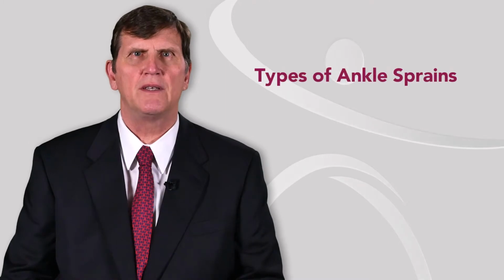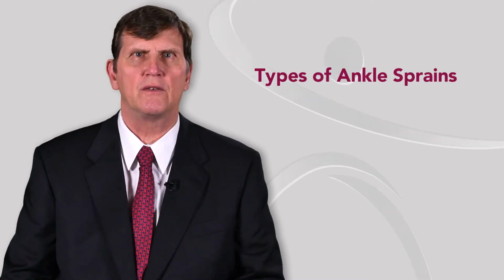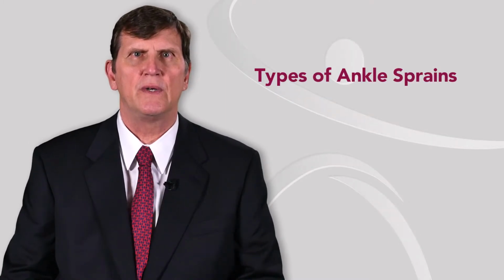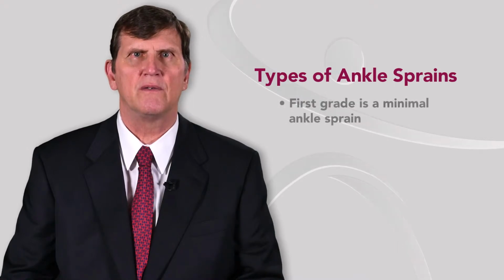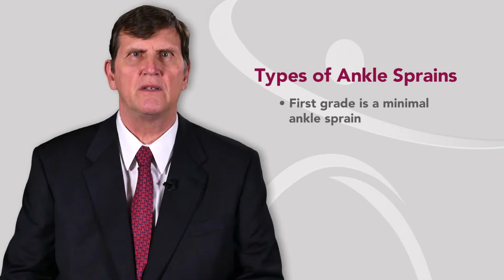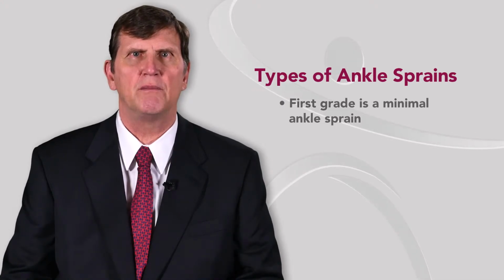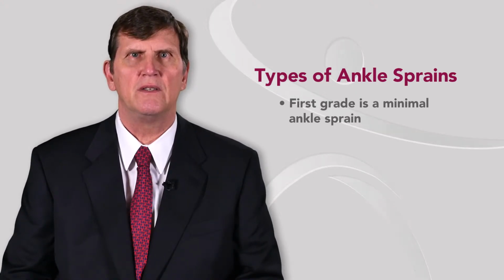The most common type of ankle sprain is the lateral ankle sprain. There are three different grades of ankle sprains. The first grade is a minimal sprain, which results in minimal tenderness and swelling in your ankle. This means you have microscopic tearing of the collagen fibers in your ankle ligaments and will need to do extra stretching to relieve the pain.